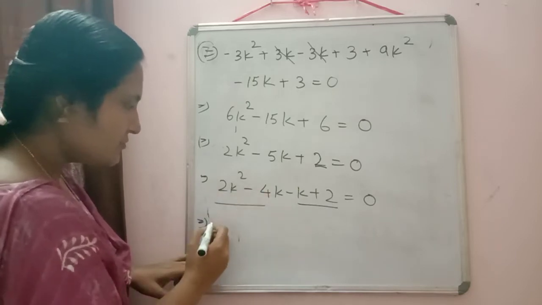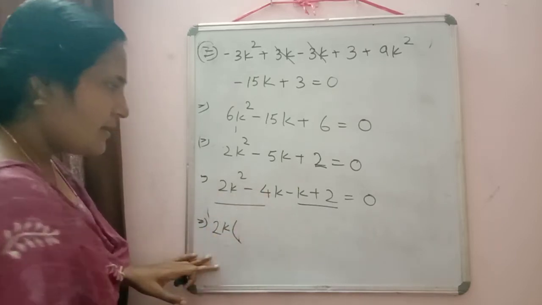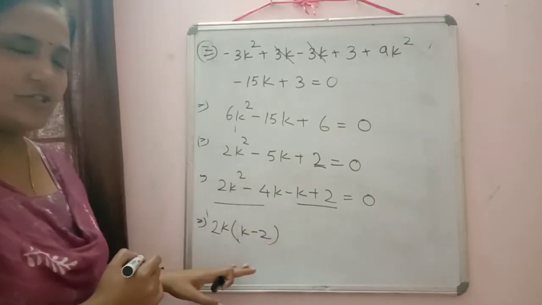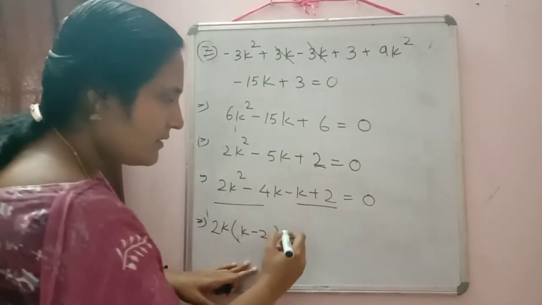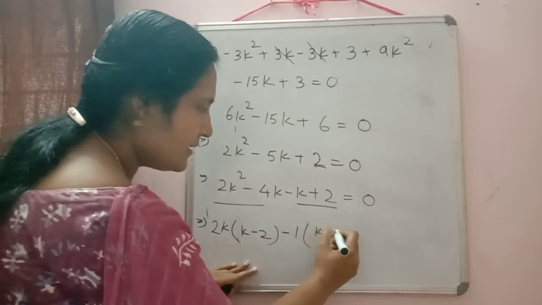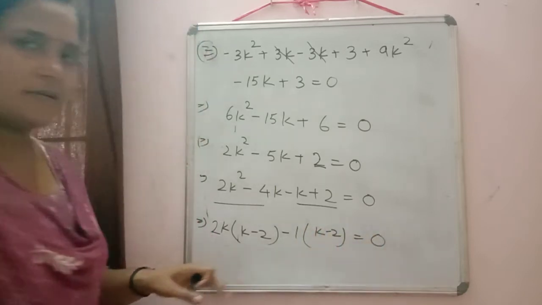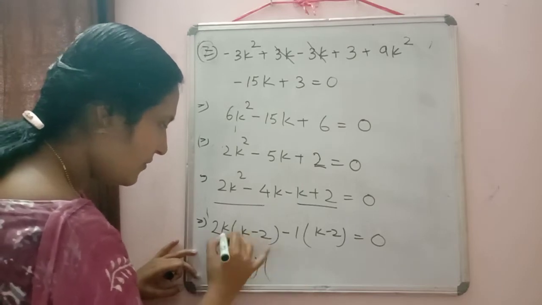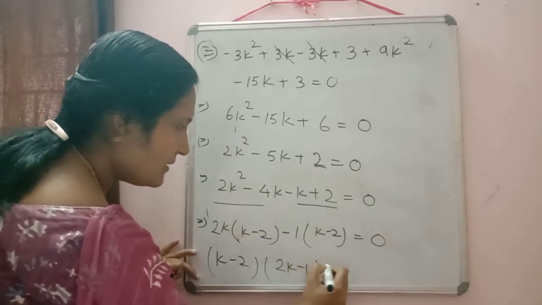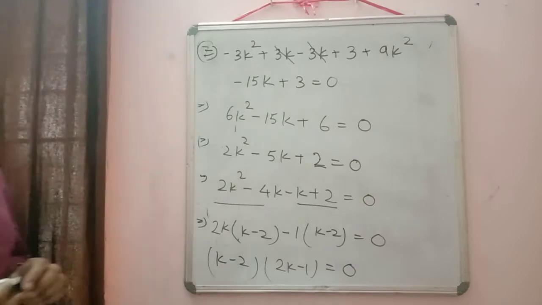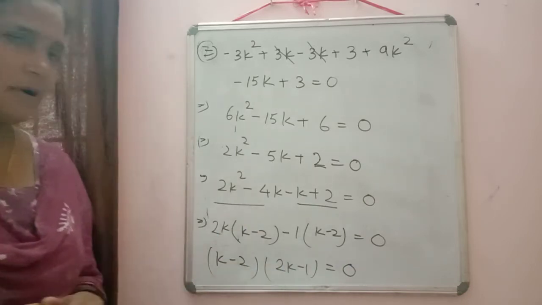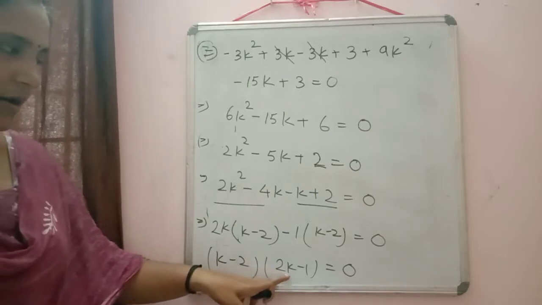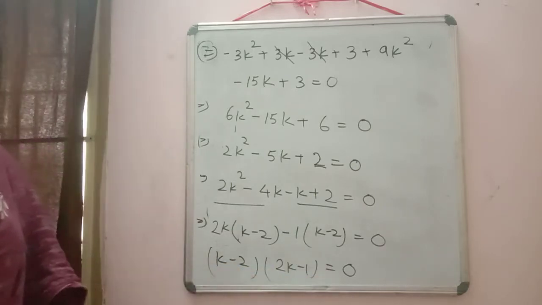Common factor in these two terms, yes, 2k. Taken outside, then inside the bracket what will remain? k minus 2. Here what is the common factor? Minus 1. So inside the bracket k minus 2 is equal to 0. Now we have k minus 2 into 2k minus 1 is equal to 0. Product of two expressions is equal to 0. So either k minus 2 is equal to 0 or 2k minus 1 is equal to 0.